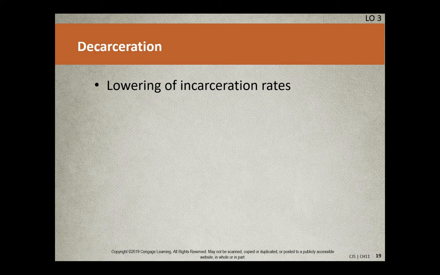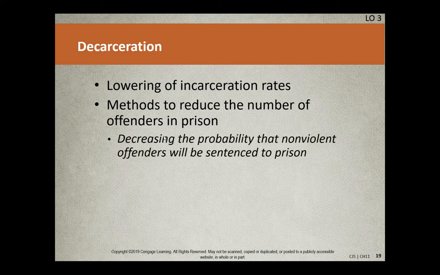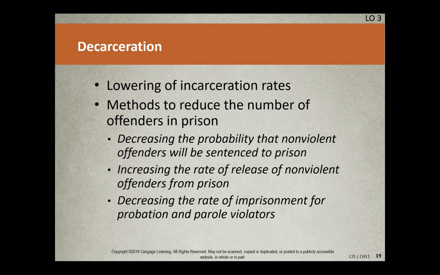Decarceration policies rely on 3 methods to reduce the number of offenders in prison. We need to decrease the probability that nonviolent offenders will be sentenced to prison. We need to increase the rate of release of these nonviolent offenders. And we need to decrease the rate of imprisonment for probation and parole violations. So this can all be steps that we can take.